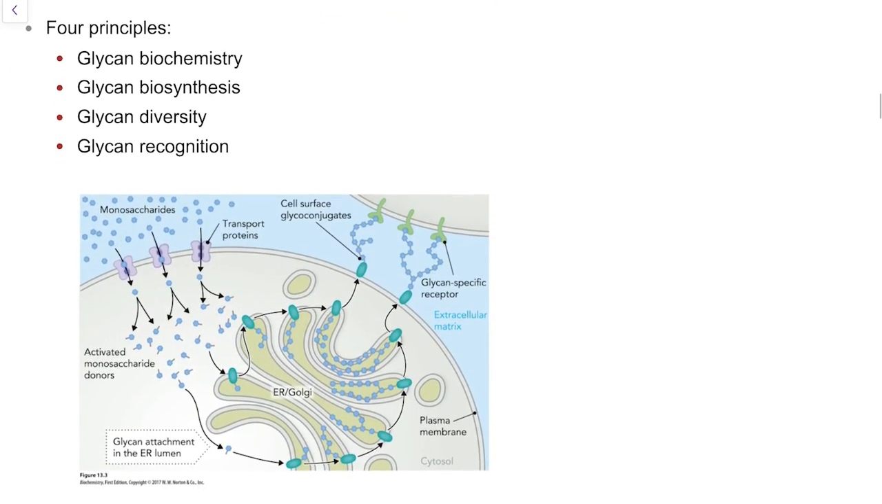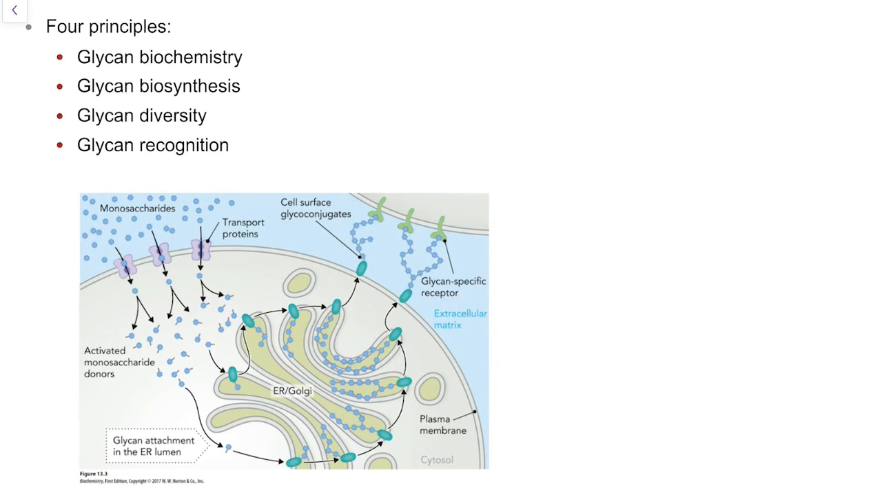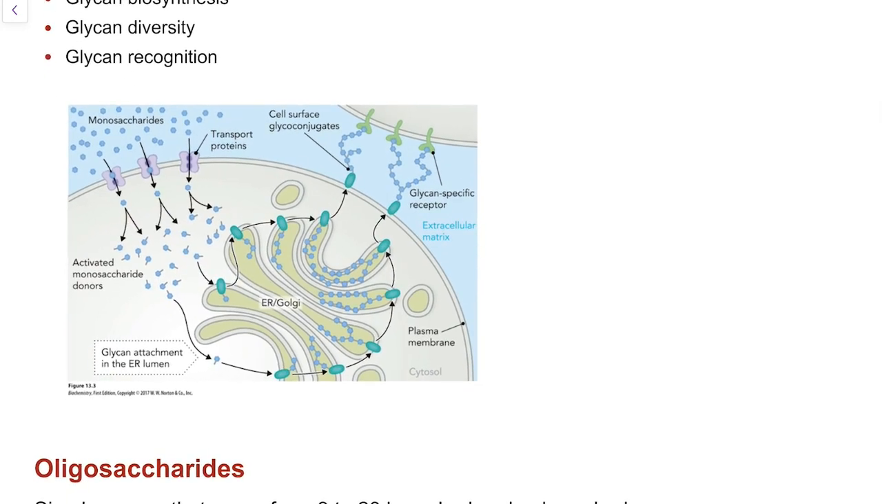The four principles of glycobiology include glycan biochemistry, the biosynthesis of glycans, looking at the diversity of these different sugar units, and then understanding how they're being recognized and interacting in terms of a tissue or a cell. So looking at figure 13.3 in your book kind of shows the role of these different carbohydrates, or at least a few of them.